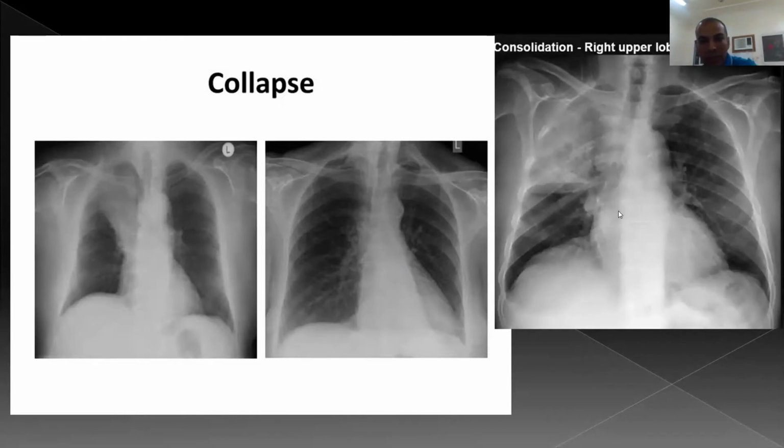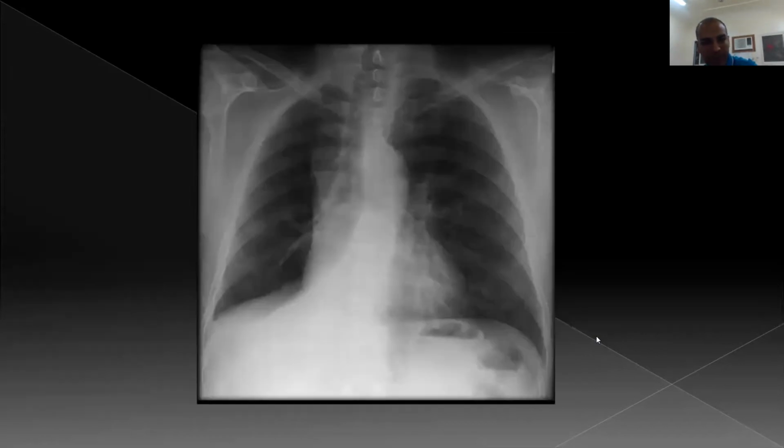I want you to see this one. This one is right upper lung lobe opacity, but this one is right upper lung lobe consolidation, pneumonia. Why is it not collapse? Because there is no volume loss. This is the horizontal fissure. Look at this image. The horizontal fissure is displaced superiorly, so we have volume loss, equal to right upper lung lobe collapse. Here we don't have any volume loss. We have a heterogeneous opacity in the right upper lung zone consistent with upper lung lobe consolidation.